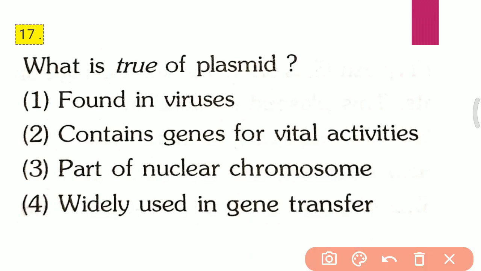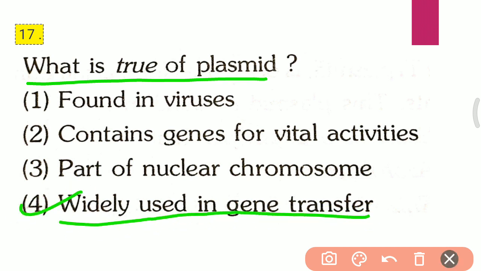Question 17. What is true of plasmid? First, found in viruses. Second, contains genes for vital activities. Third, part of nuclear chromosome. Fourth, widely used in gene transfer. The correct answer for the 17th question is the fourth one, that is widely used in gene transfer.